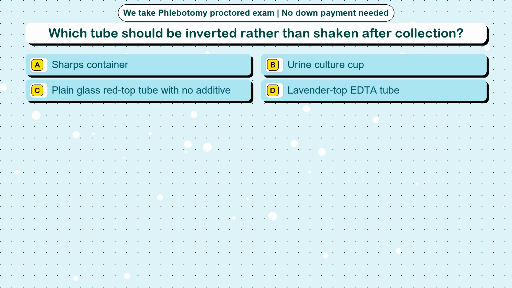Question 6. Which tube should be inverted rather than shaken after collection? Option A. Sharps container. Option B. Urine culture cup. Option C. Plain glass red top tube with no additive. Option D. Lavender top EDTA tube.